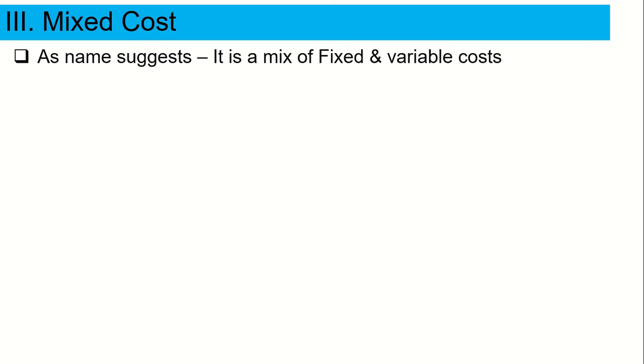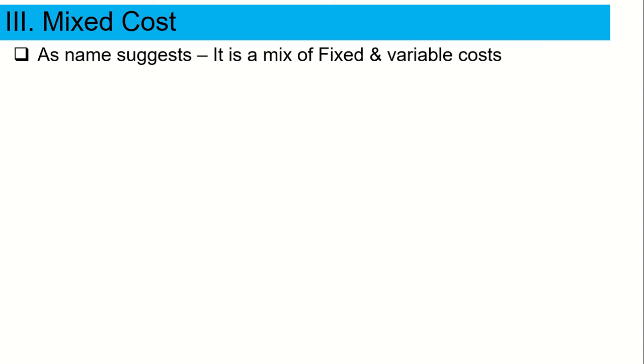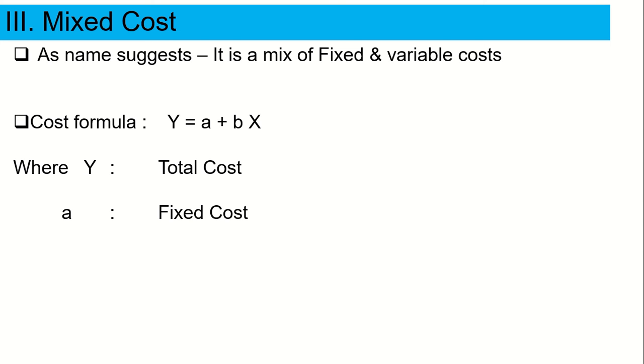Let's take a look at the third type of cost, which is mixed cost. As the name suggests, it is a mix of fixed and variable cost. How do we represent mixed cost in the way of a formula? It is y is equal to a plus bx, where y is total cost, a is fixed cost, b is variable cost, and x is the number of units. There are 3 different ways of splitting mixed cost which are explained in this module.